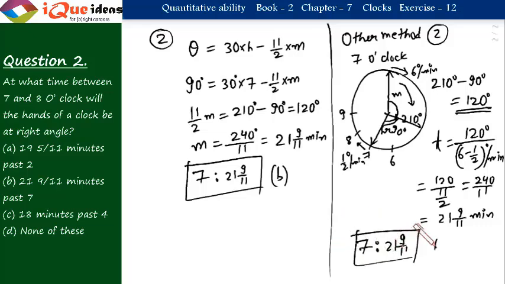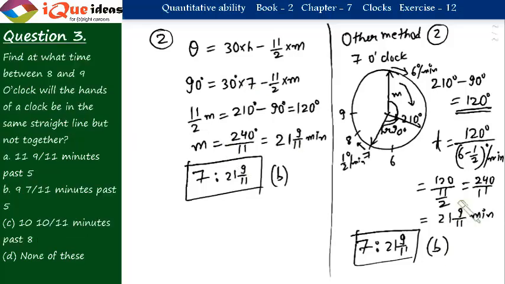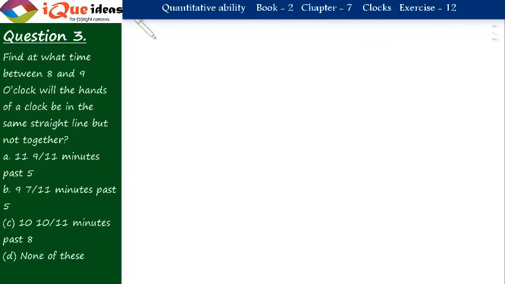So these are the two ways that you can apply in most of the questions. Alright, now let's take up the third question. Find at what time between 8 and 9 o'clock will the hands of a clock be in the same straight line but not together. That means they're opposite.